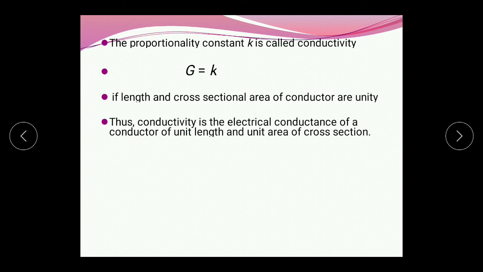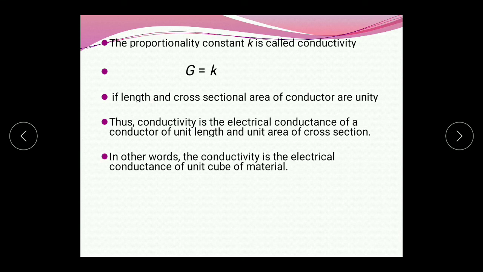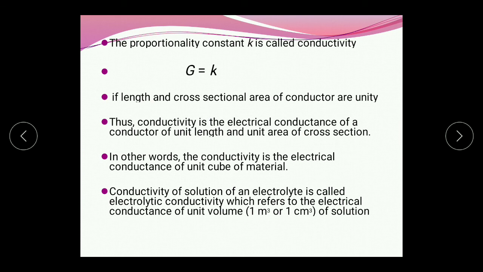Then what will be K? K equal to G we said. That means G, in other words, conductivity is the electrical conductance of unit cube of material. Understood? Unit cube of material. Both should be unit or 1. From above all equations, if we equate, the conductivity of a solution of an electrolyte is called electrolytic conductivity, which refers to the electrical conductance of unit volume of solution.